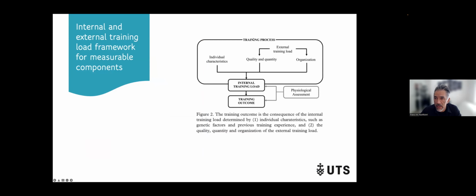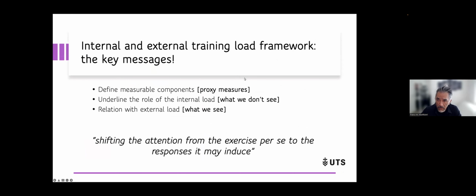As you can see here, there is the training process, which has two components, internal and external load. And we defined the external load as the quality and quantity organization of the exercises. And there was also an element which was the individual characteristics that, of course, influence the responses. So that was the first framework that we presented.